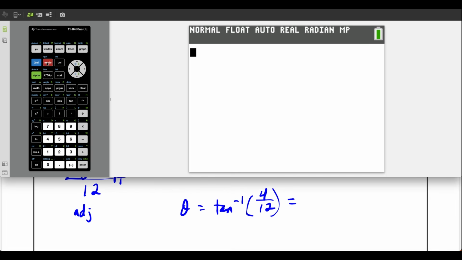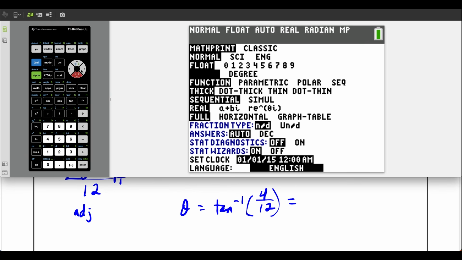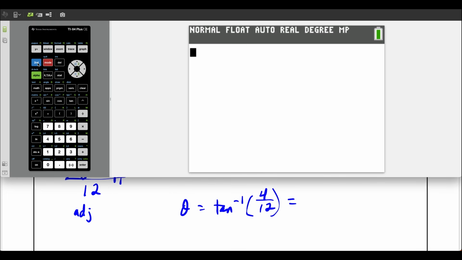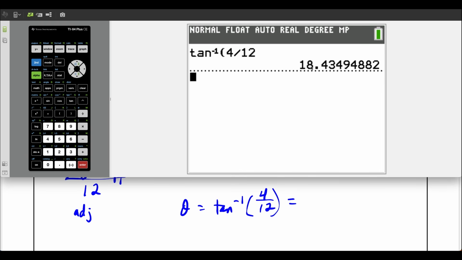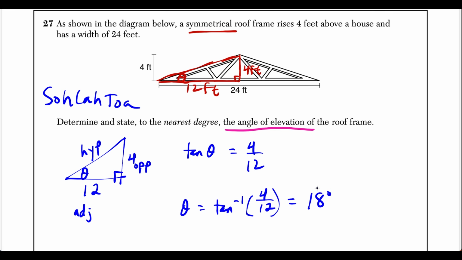So we go to the calculator, and we're going to press mode first. Make sure you're in degrees because the question said to round to the nearest degree. And now we go to get tangent inverse. We press second tangent, and now we type in the ratio 4 over 12. And after we press enter, rounding to the nearest degree, this is going to be 18 degrees. So 18 degrees is our final answer.